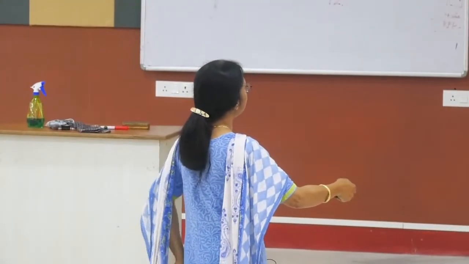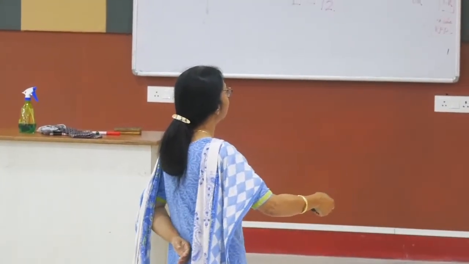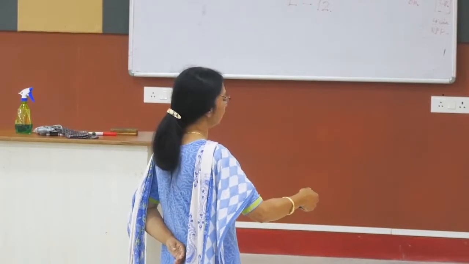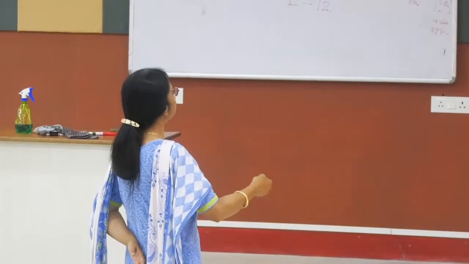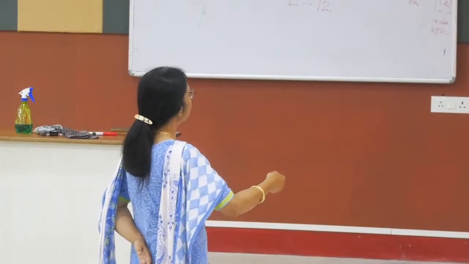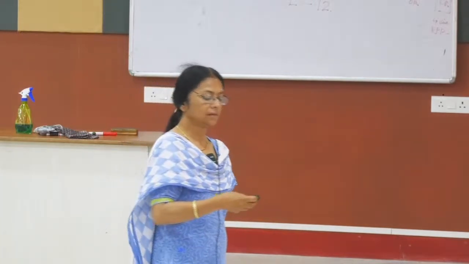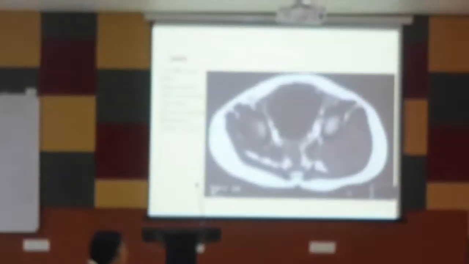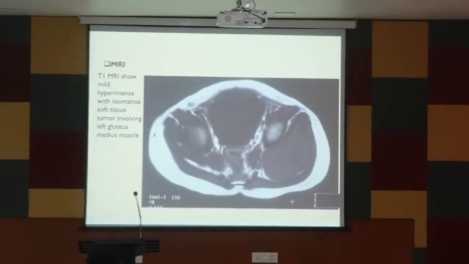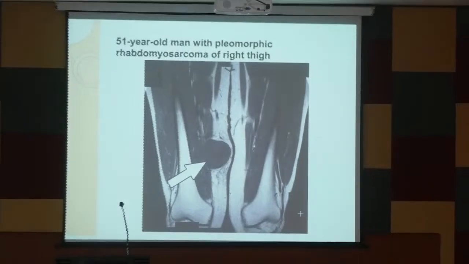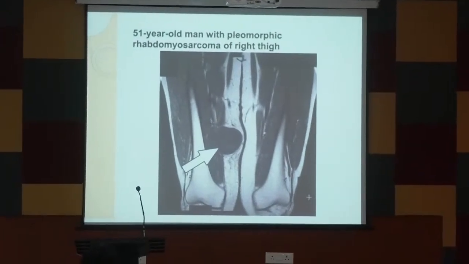CSF sampling, head and neck এ থাকলে এক্সরে, সিটি স্ক্যান। Bone involvement is rare, ঠিক আছে। Limbs এ soft tissue, left gluteus medius muscle, retroperitoneal muscle, rhabdomyosarcoma এখানে এসেছে, and this is the picture that you will see. Right thigh.